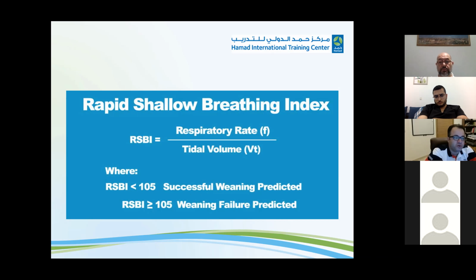So to make your life simple, the cutoff point that we are using is 104. Use 100, just say 100. If less than 100, that's good for weaning. If more than 100, weaning failure is more likely. Remember, I'm talking likely and unlikely, so it's not 100%. You may have someone with a rapid shallow breathing index of 110, and they will still pass the trial. And you may have someone with an index of 50, and they will still fail. But for most, the lower the number, the better. Less than 100, less than 50, is even better.